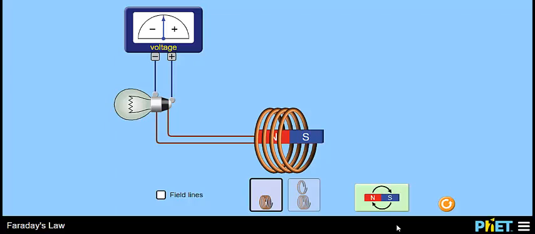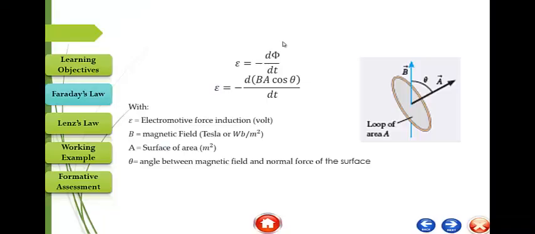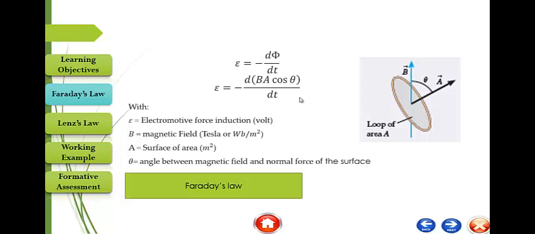It's called electromagnetic induction, and the electromotive force depends on the magnetic flux change every time. Change in the magnetic flux every time causes a change of the voltage. The voltage in this case is called induced electromotive force. The magnetic flux depends on the magnetic field B, A is the surface area, and cos theta, where theta is the angle between the magnetic field and the normal of the surface. And this formula is called Faraday's law.